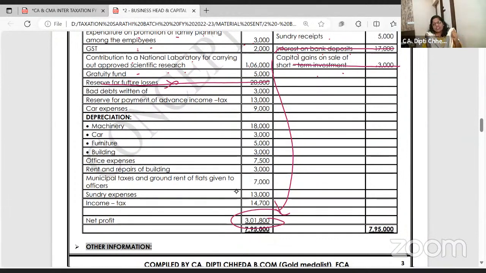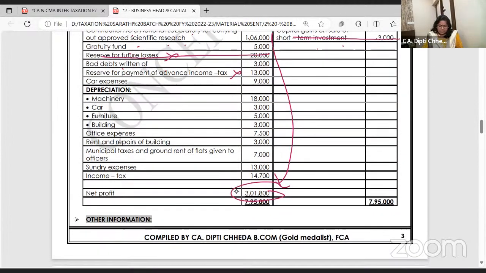I've taken a challenging big problem to give you a lot of practice. Bad debt written off, allowed. Reserve for payment of income tax, not allowed. Income tax is not allowed. Depreciation as per books दिया है, ठीक है देखेंगे. अगर income tax कम ज़्यादा है तो we will adjust. Office expense allowed, rent and repairs allowed.